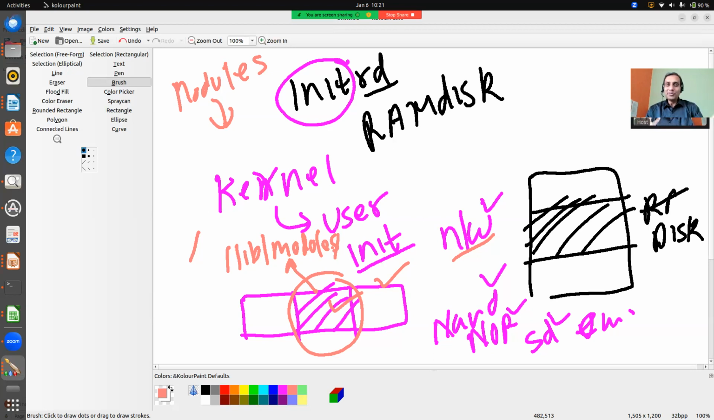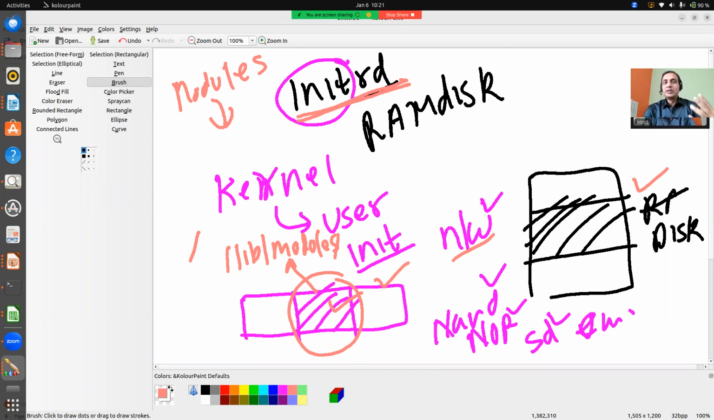In order to mount the root file system, I need the drivers. But to get the drivers, I need the root file system. So there is a circular dependency. Now, how do we overcome this problem? This is where you have something called init-rd. As you understand, this init-rd is nothing but the disk on RAM.